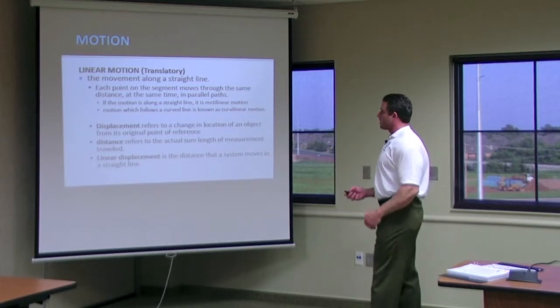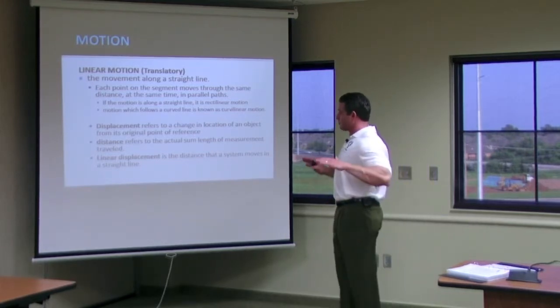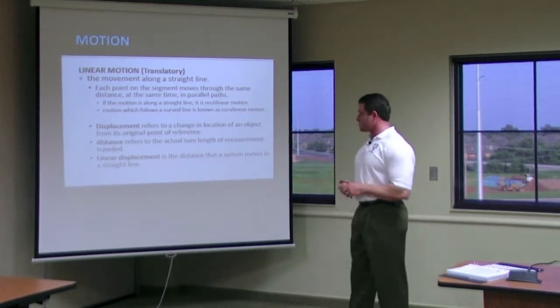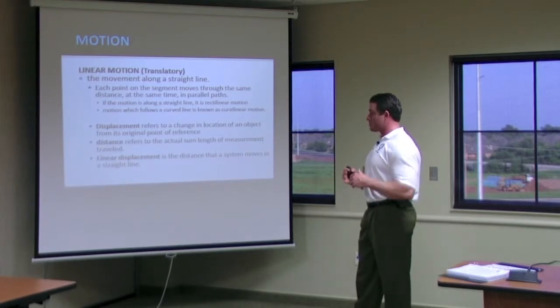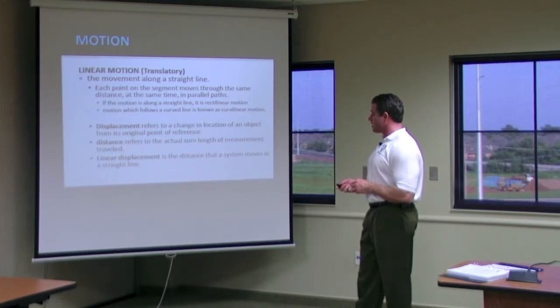Displacement refers to a change in location of an object from its original point of reference. Distance refers to the actual sum length of measurement traveled, so you have a certain distance going along. And then linear displacement is the distance that a system moves in a straight line. So those are the different types of motion and how they're displaced and so forth.